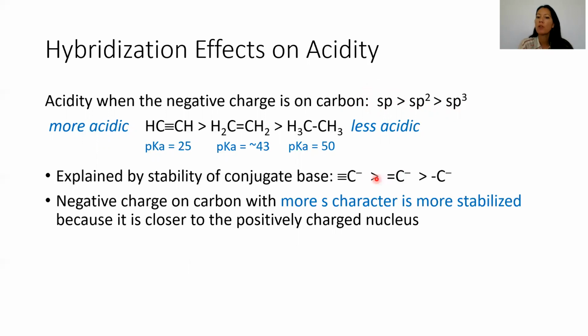The reason? Look at the conjugate base. The minus charge is on an sp carbon versus this sp2, sp3. The one where the negative charge is on the one with the most S character, that is more stable. The reason is, remember the shapes of the S and Ps. The S is spherical, so that negative electron density can get closer to the more positively charged nucleus, and that will lower the energy of the system, making it more stable. So then now think back to the energy diagram. It's more stable, lower in energy. It's a lower hill to deprotonate that.